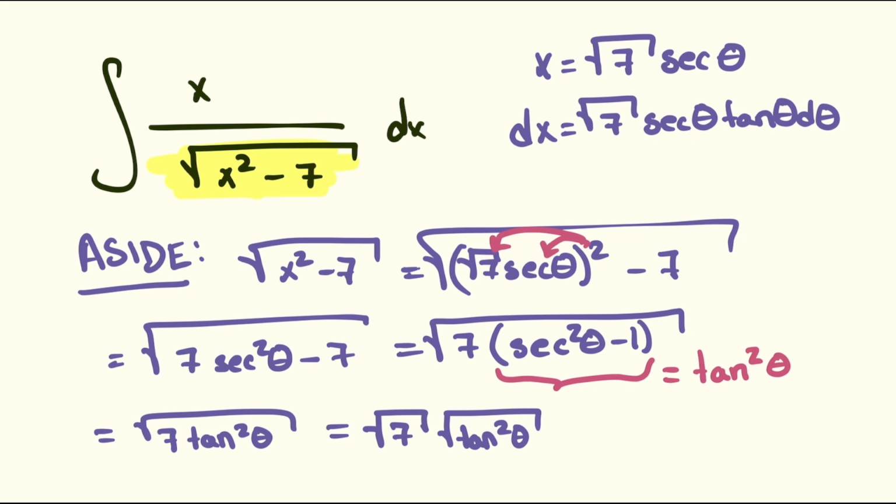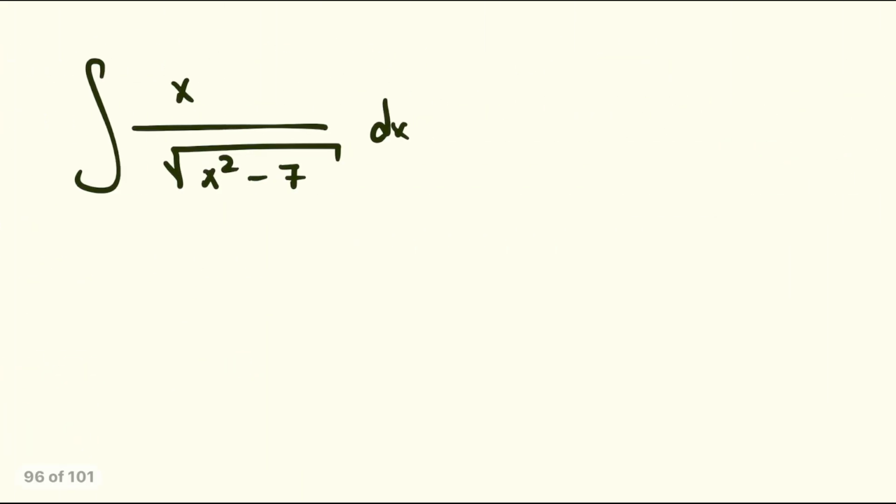And square root of something that's squared, those are going to cancel out. So we get square root of 7 tangent of theta. So in that denominator, instead of square root of x squared minus 7, we're just going to write square root of 7 tangent theta. And it's going to make our lives a lot easier. The fact that we wrote this out beforehand means that we don't have to write it out while we're writing out an integral and all that extra crud in there. So it's going to make our lives a lot better.